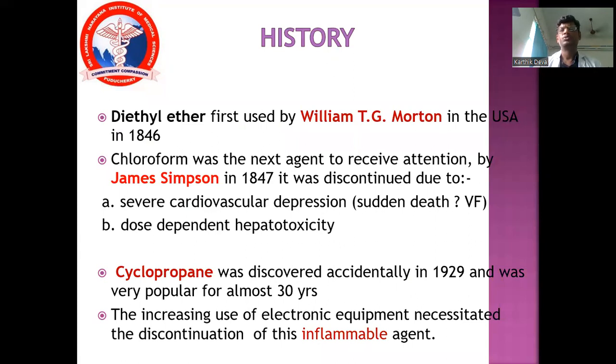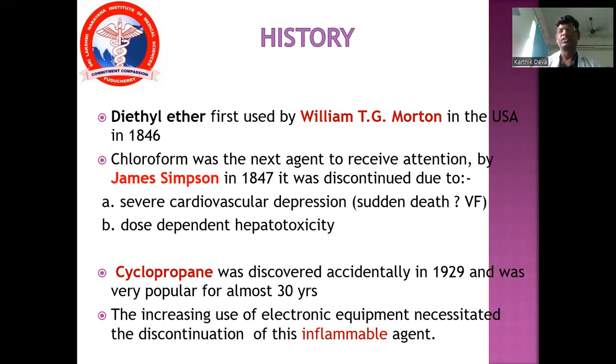Diethyl ether was first used by William T.G. Morton in the United States of America in 1846. Chloroform was the next agent to receive attention, by James Simpson in 1847. Soon after, it was discontinued due to adverse effects like severe cardiovascular depression, which leads to sudden death by ventricular fibrillation, and dose-dependent hepatotoxicity.